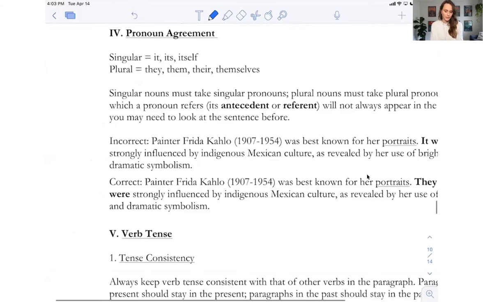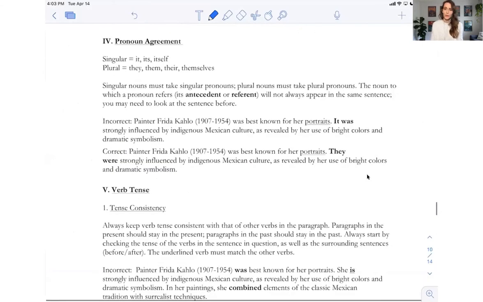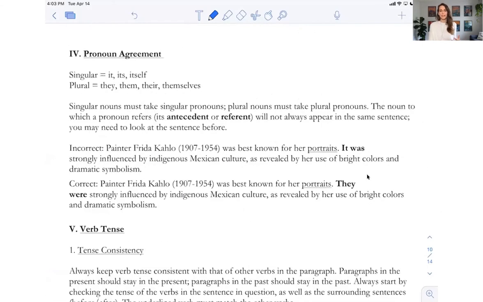Pronoun agreement. So I kind of see pronouns on SAT and ACT grammar questions as a scavenger hunt because you should always circle your pronouns.